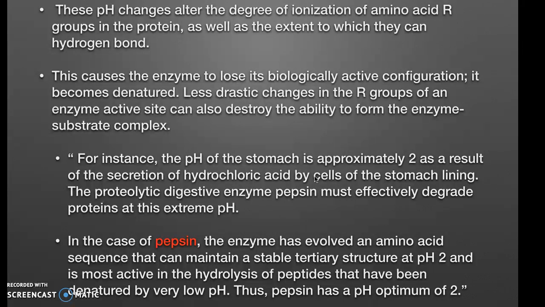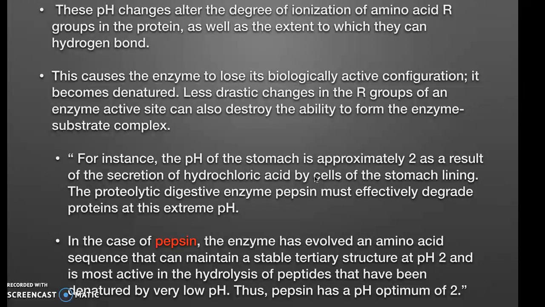These changes are made in order to change ionization. This ionization of an amino acid R group in the protein, as well as the extent to which they are able to form a hydrogen bond, can affect and will either enhance or reduce how things are being made within the DNA. They will cause an enzyme to lose its biological active configuration, and it can become denatured.